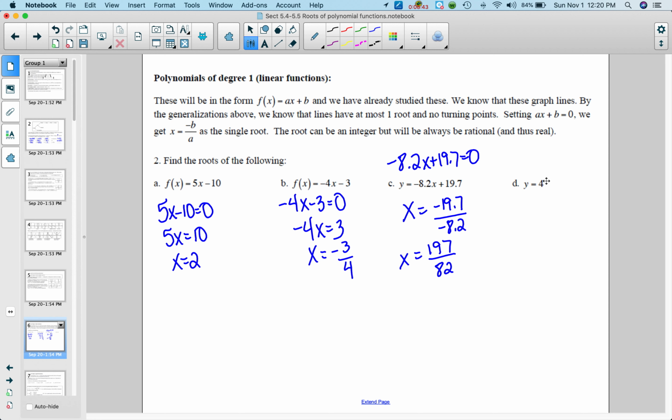And on this one, this has no roots. And think about it. That should make sense. This is the horizontal line, y equals 4. There are no zeros. It doesn't cross the x-axis.